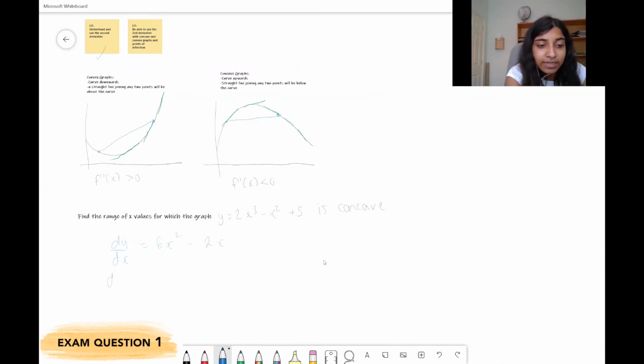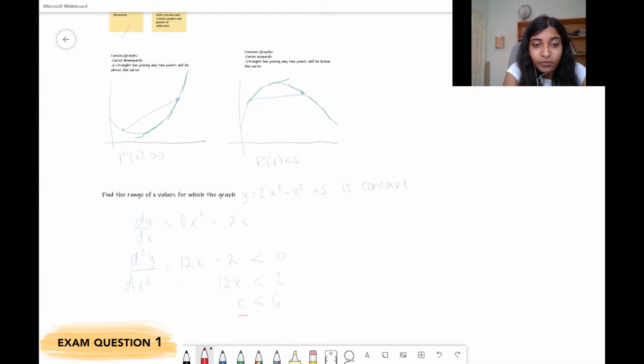Now if you want to do the second derivative, d2y over dx squared, we differentiate our first derivative, so that is equal to 12x minus 2. And we want to find the range of values for which the graph is concave. That's when your second derivative is less than 0. So if we rearrange this inequality, we get 12x less than 2, which means that x is less than 1/6. So the range of values for which the graph is concave is just when x is less than 1/6.